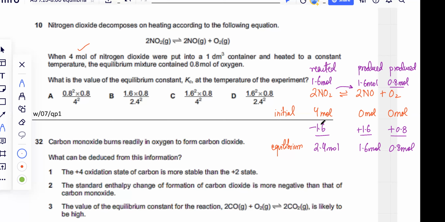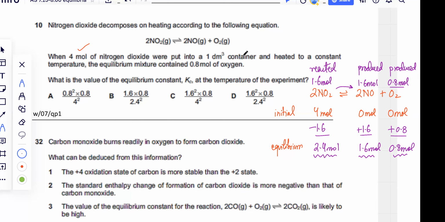Is this clear? You've found your equilibrium moles of each substance. Okay, is this clear to everyone? Yes.